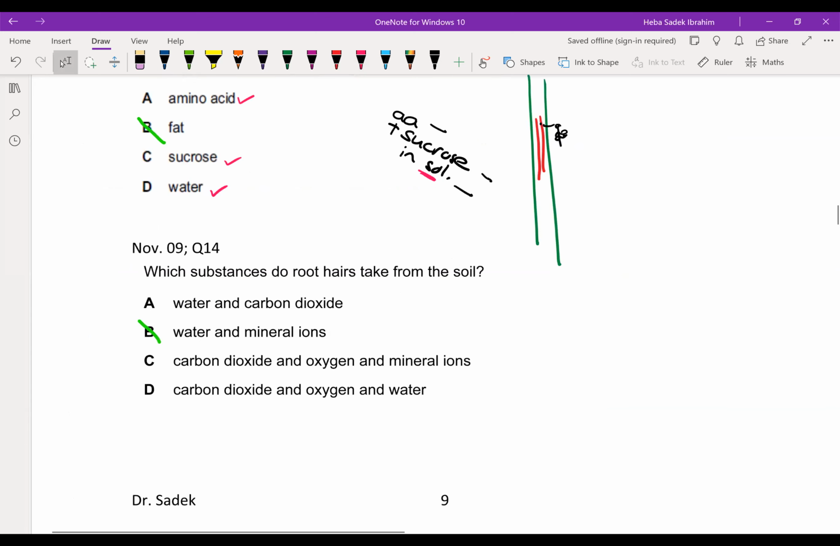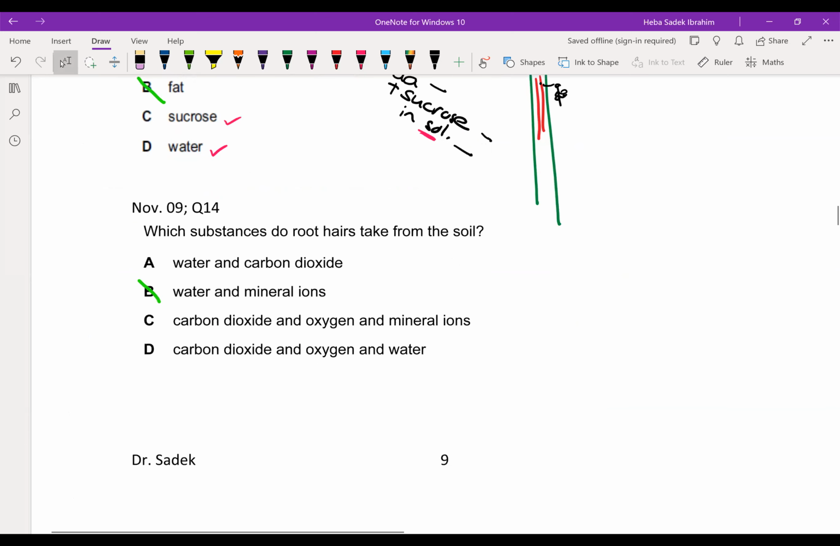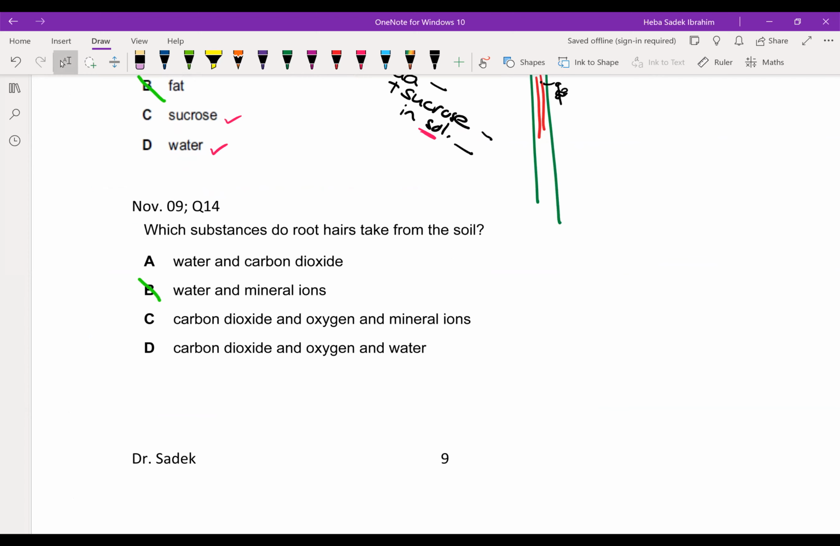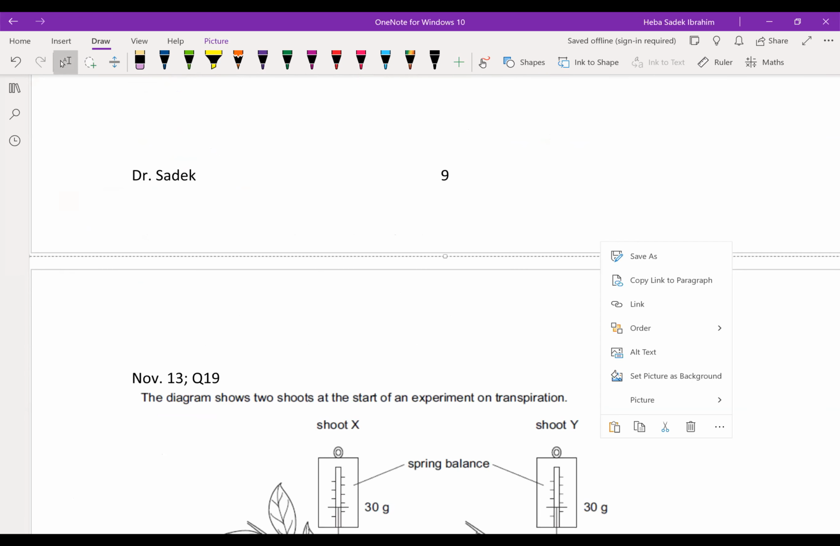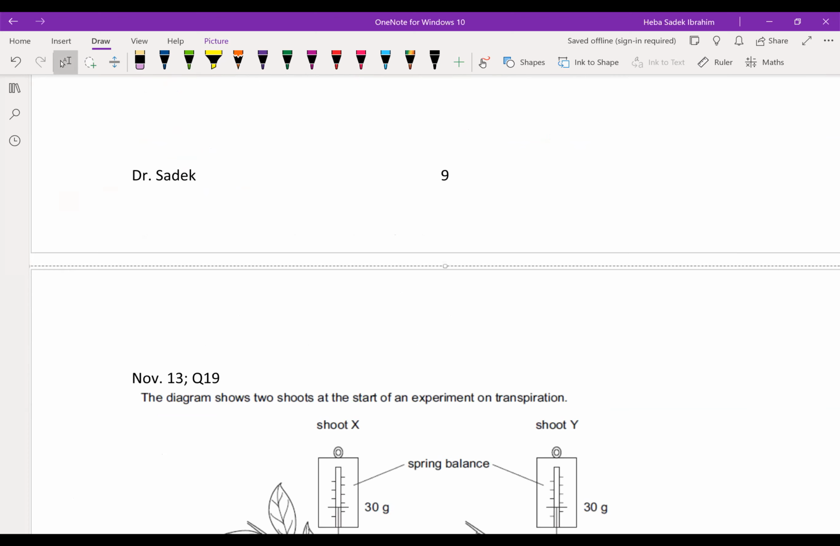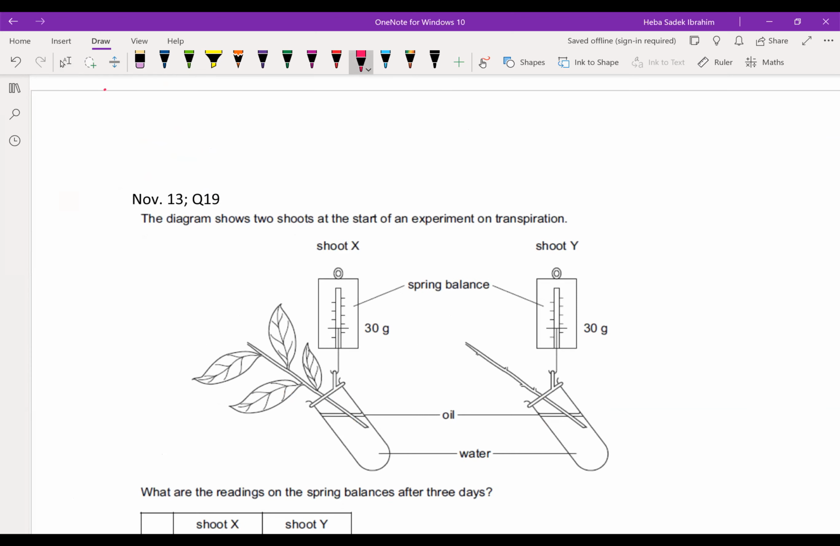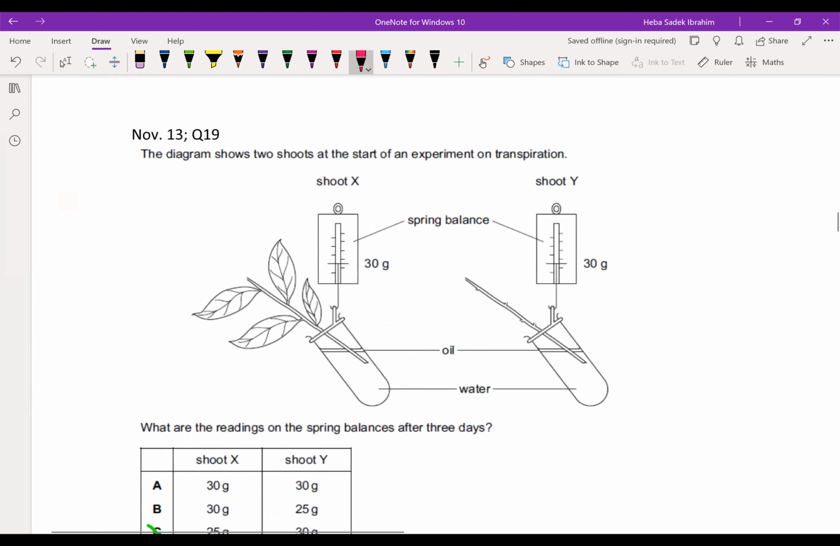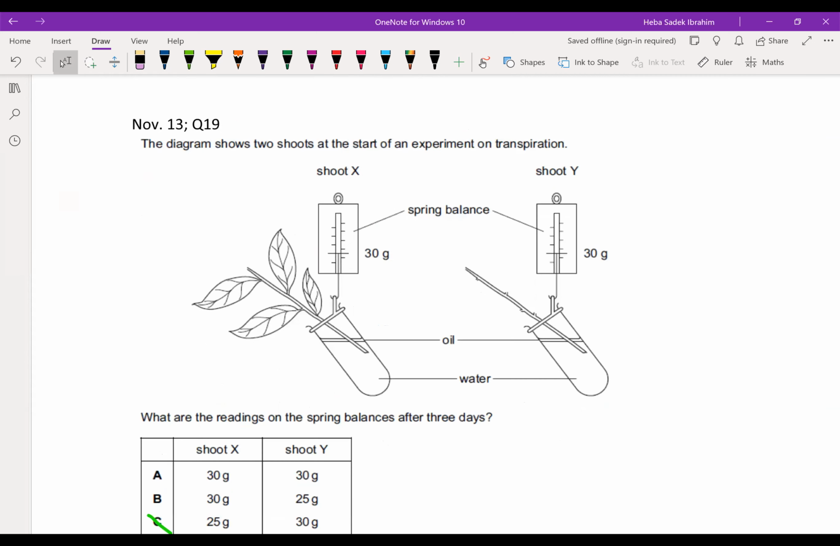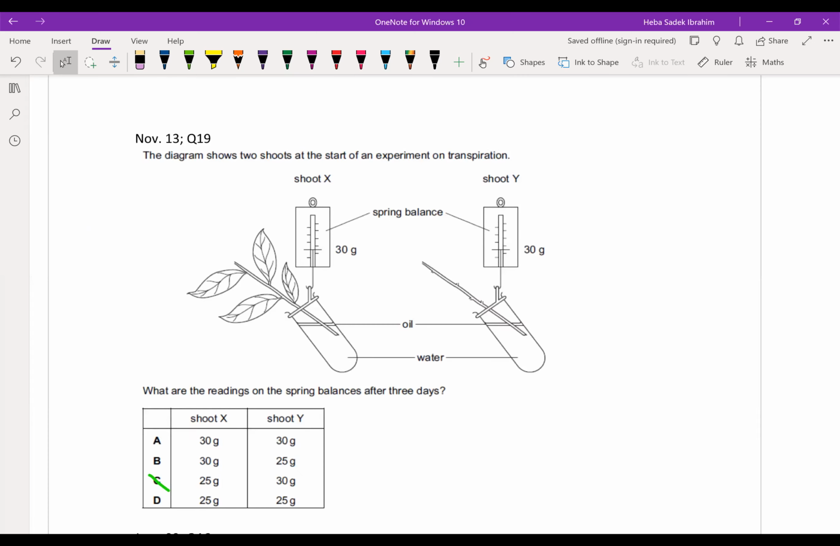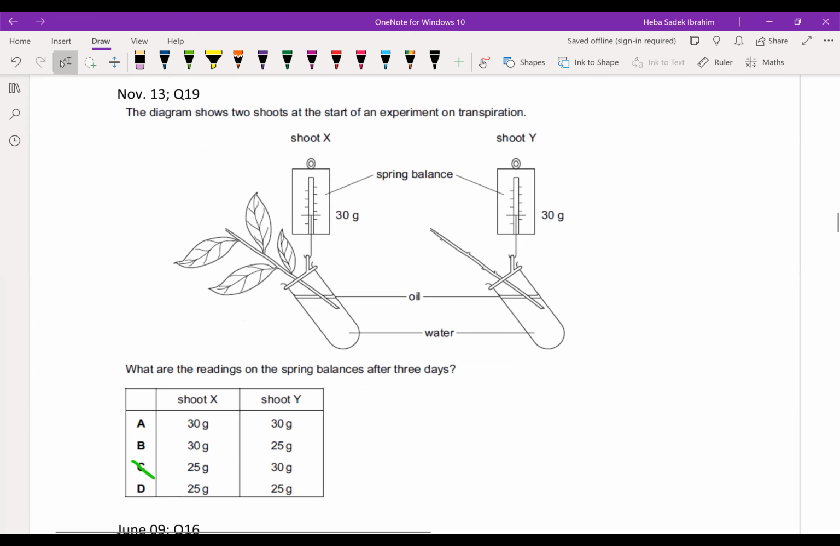طيب which substances do root hairs take from the soil؟ root hairs بتاخد ايه from the soil؟ بتاخد water and minerals، وحتى كنا اتفقنا ان water enters by osmosis والminerals بتدخل by active transport مش كده؟ unless they tell us ان concentration عالية في السويل، وفي الحالة دي بقى المية تدخل by diffusion. طيب فكرة they're trying to be creative علشان نتكلم في نفس البوينت، يعني احنا بنلف وندور على نفس الكونسبت هنا.